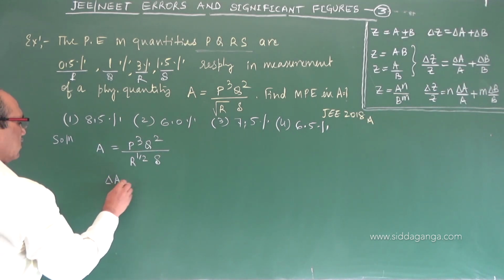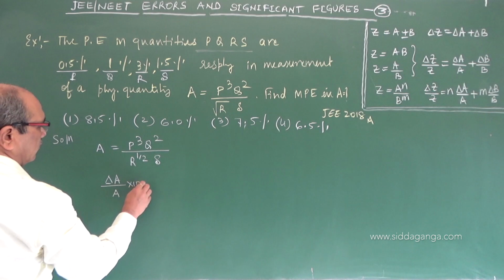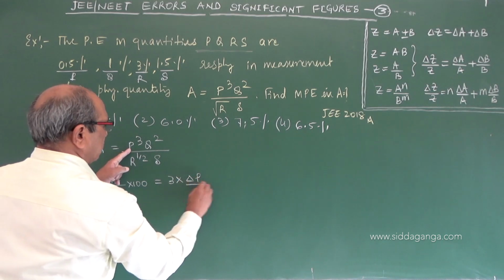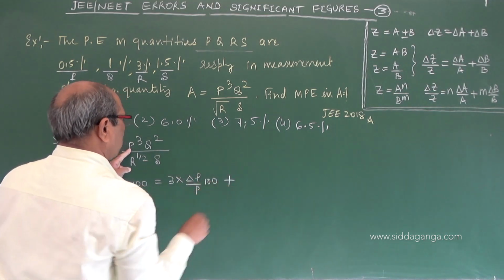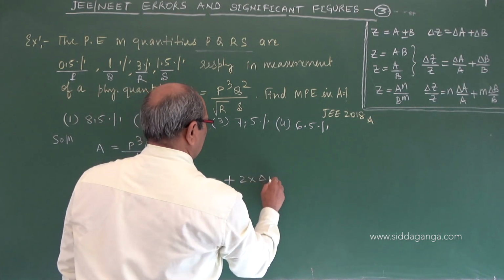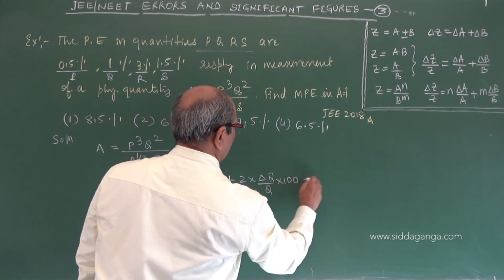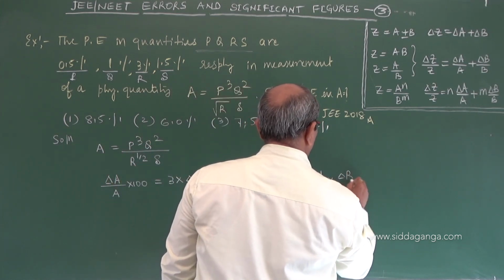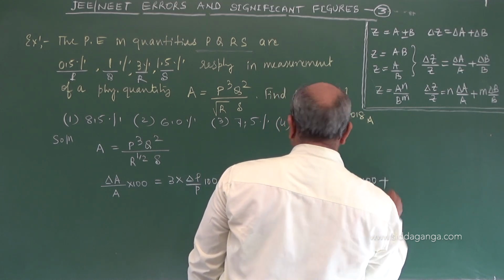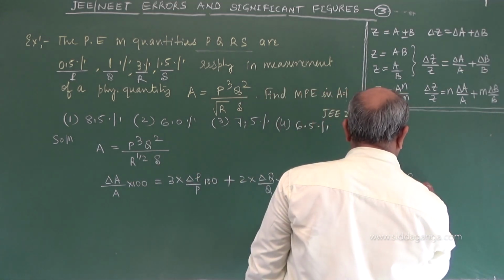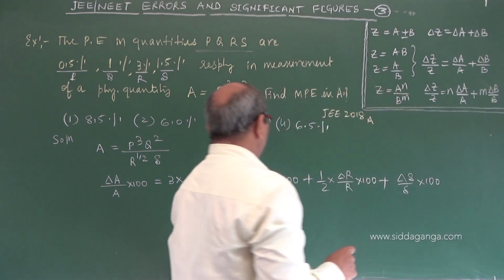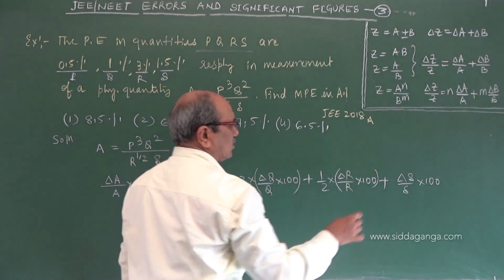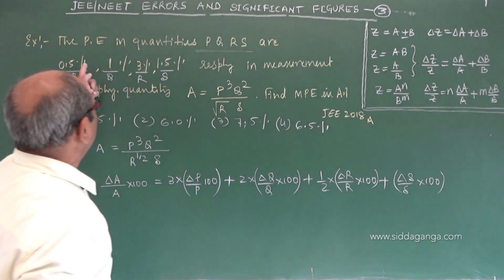If you want the percentage error in measuring A, for P cube you write delta P by P into 100, plus 2 into delta Q by Q into 100, plus half into delta R by R into 100, plus delta S by S into 100. But what they have given are the percentage errors in measuring P, Q, R and S directly.